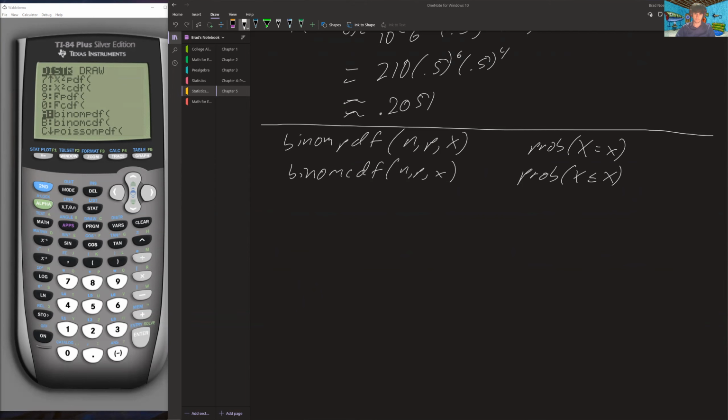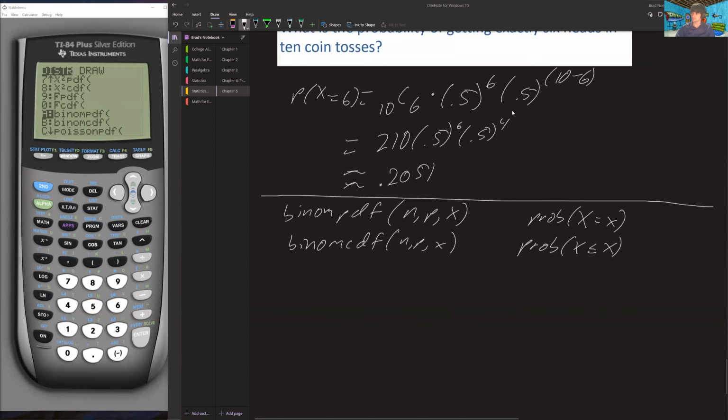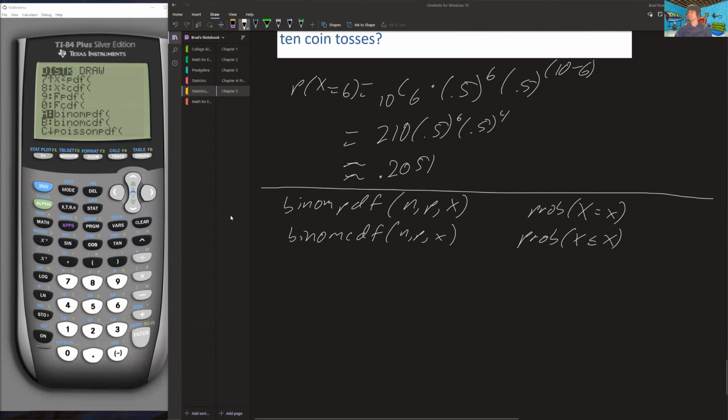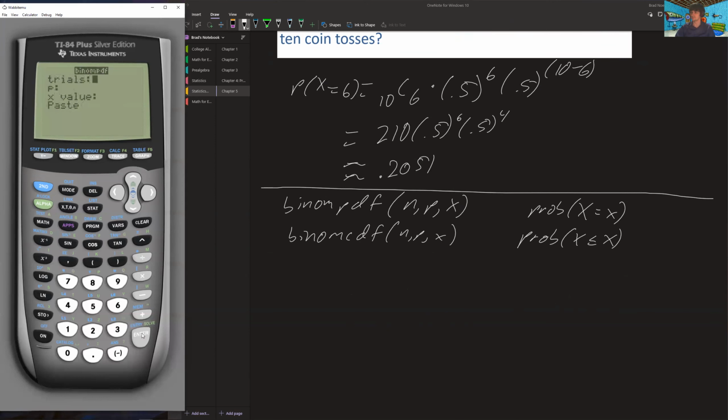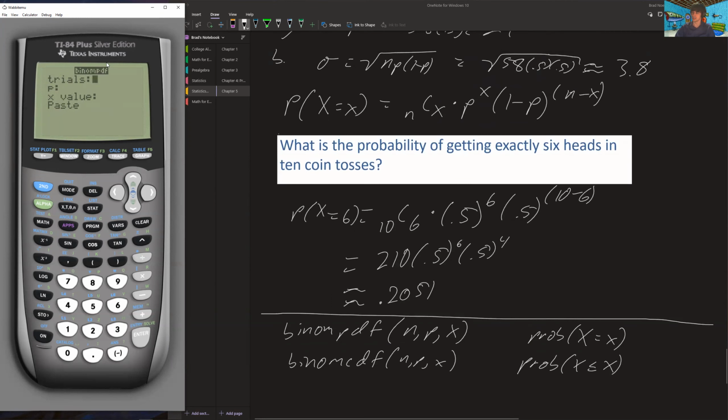So here, in this example, I'm going to be making use of my PDF because I want to know if it is equal. So binomial PDF, number of trials that I have. So here, oh, actually, in my previous version of the TI-84, you just had to enter the string. But here they make it nice and easy for you. Anyway, so the number of trials here, 10. Probability, 0.5. X value, this is the number of successes, 6. It enters it there for you. Okay. And we get the same thing that we found.